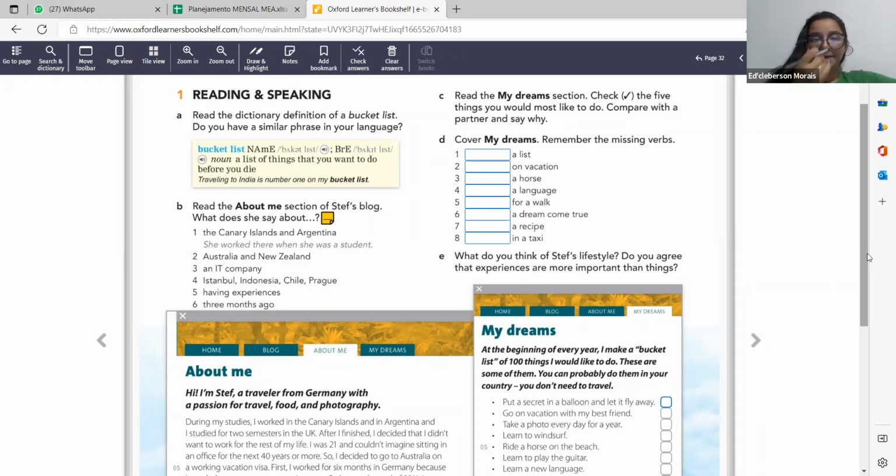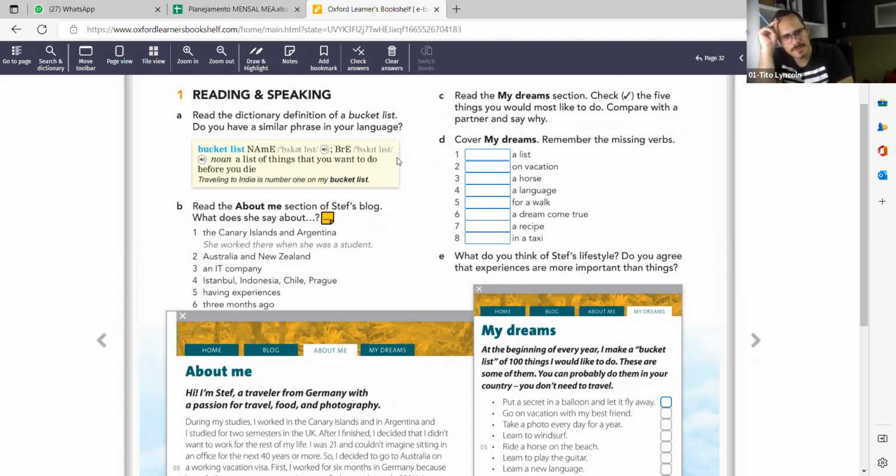Anyways, let's go. So reading and speaking, can you read the letter A for us, please? Read the dictionary definition of bucket list. Do you have a similar phrase in your language? Bucket list: a list of things that you want to do before you die. Travel to India is number one on my bucket list. Do you have a bucket list?